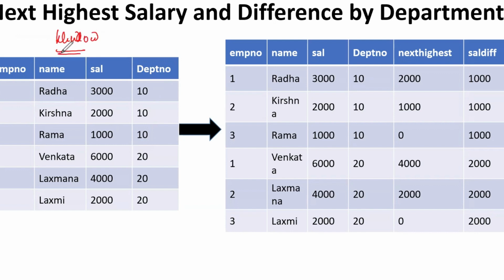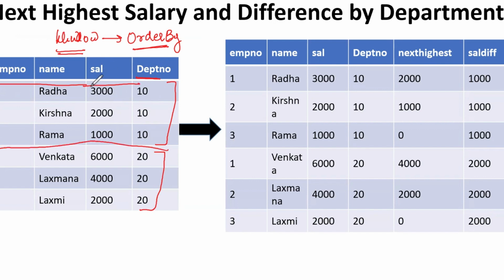We are partitioning by department number. So this is one window and this is one window. Also, we are sorting it using order by, in descending order. So this is what our first window would be, because I can see that the salary is already sorted. We are sorting it in descending order as per the salary column. So this is our first window and this is our second window.